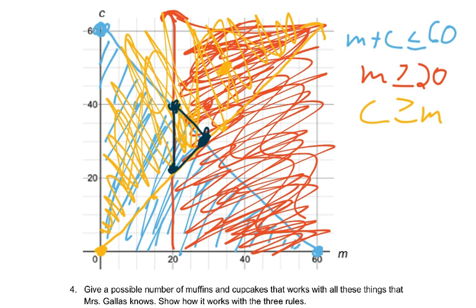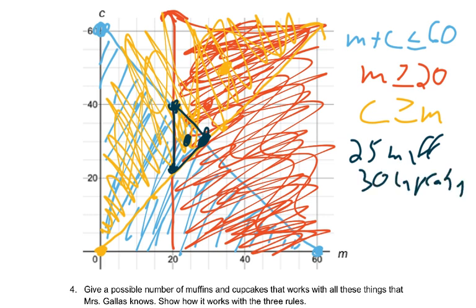So for instance, 25, 30 is this point here. That's 25 muffins and 30 cupcakes. That is true for every single one of those. So if I did 25 muffins and 30 cupcakes, let's test it out with the constraints. If I added them together, 25 plus 30, I get less than or equal to 60. The number of muffins is 25, which is greater than 20. And the number of cupcakes is 30, which is greater than or equal to 25. So all of those constraints are true.